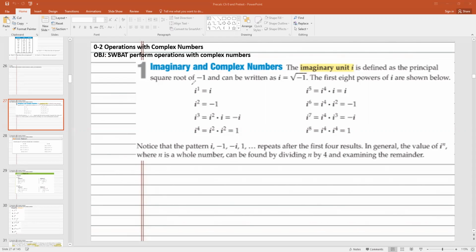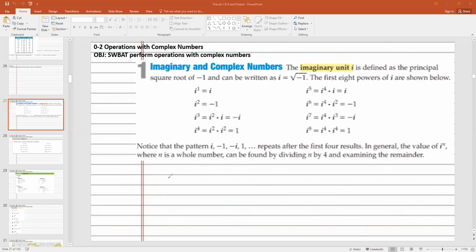Okay, and these are the common powers of i. So i to the first is i, i to the second is -1, i to the third is i squared times i, or -i, and i to the fourth is 1. Okay, and it's going to keep repeating that.